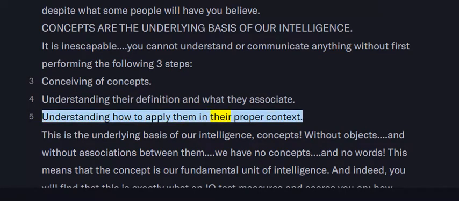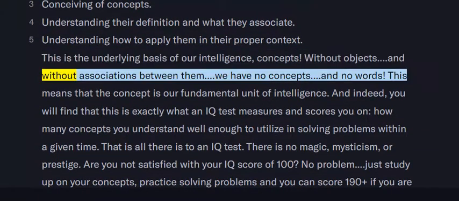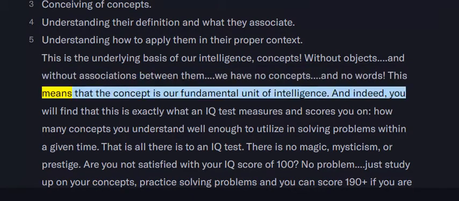Understanding how to apply them in their proper context. This is the underlying basis of our intelligence: concepts. Without objects, and without associations between them, we have no concepts, and no words. This means that the concept is our fundamental unit of intelligence.